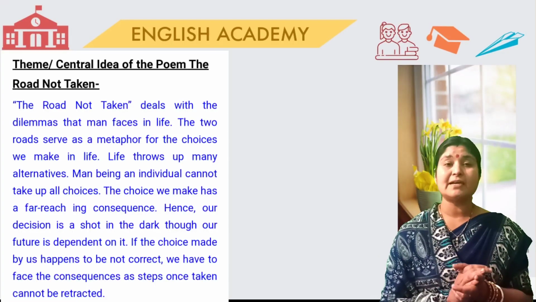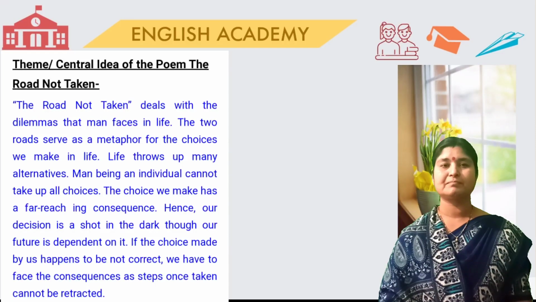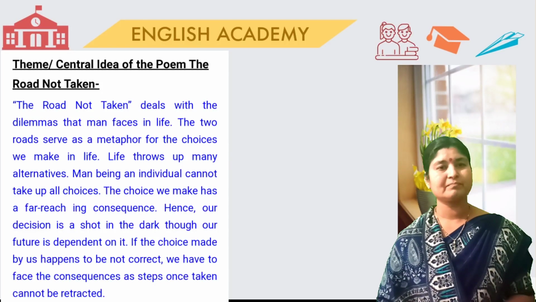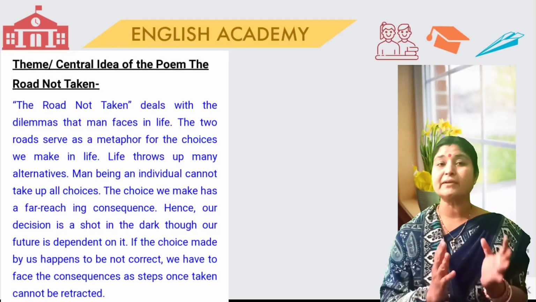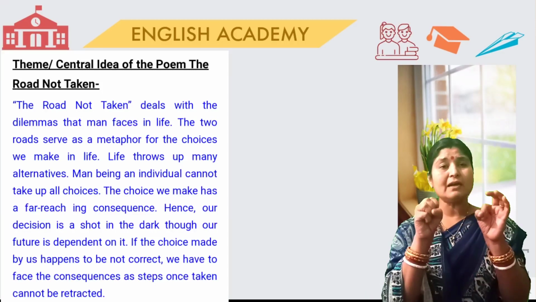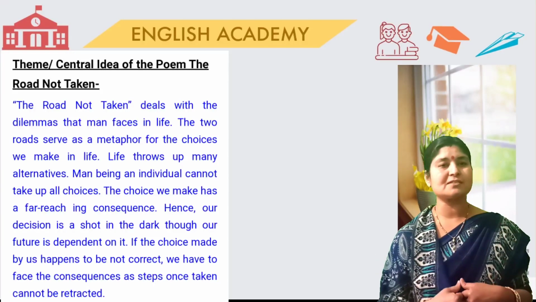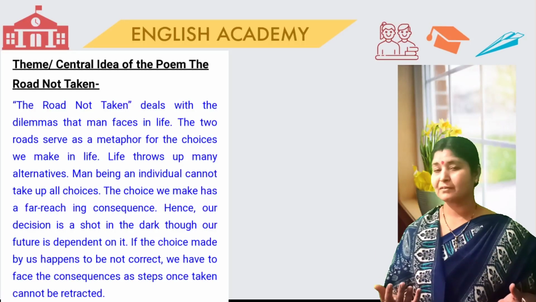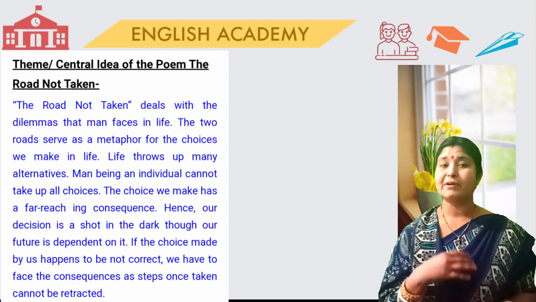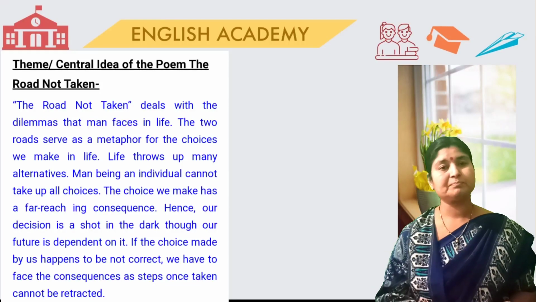So what is the theme and central idea of the poem, The Road Not Taken? The Road Not Taken deals with the dilemmas man faces in life. The two roads serve as a metaphor for the choices we make in life. Life throws up many alternatives. Man, being an individual, cannot take up all the choices. The choice we make has far-reaching consequences. Hence, our decision is a shot in the dark, though our future is dependent on it.